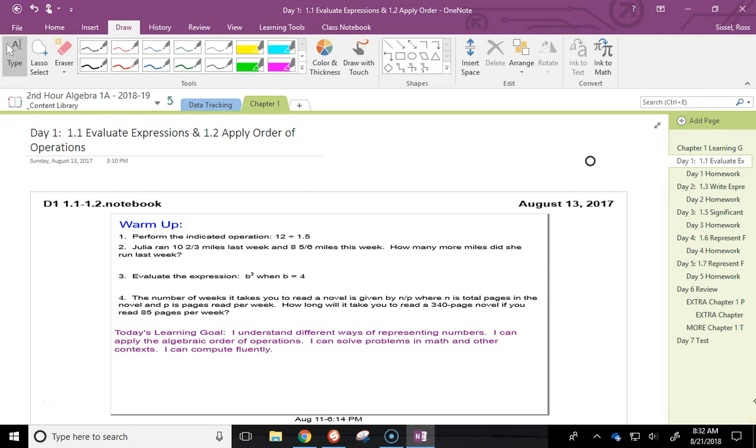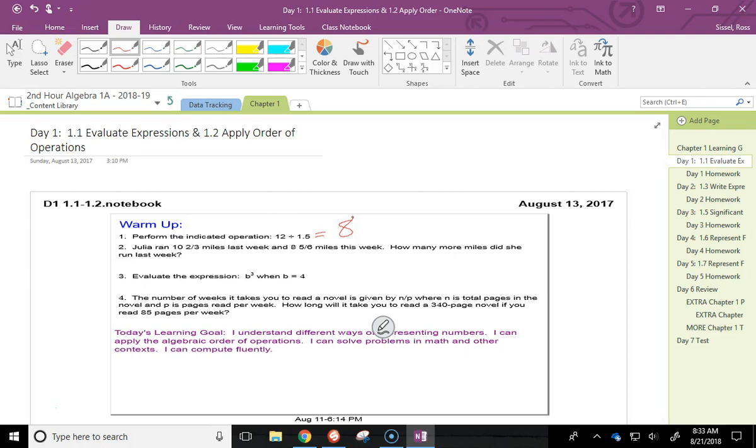So, indicate the operation 12 divided by 1.5. What would have been your answer? Did anyone end up getting it? 8. Very good. Our correct answer would have been 8.